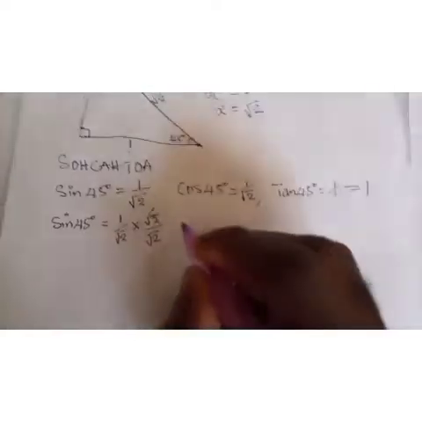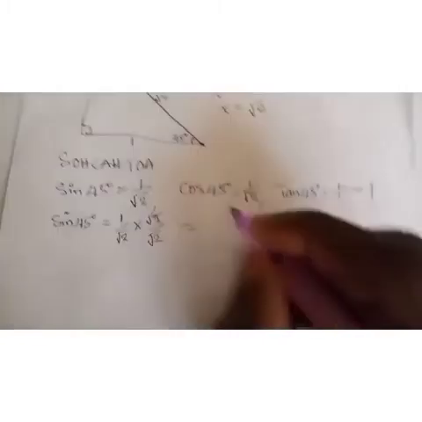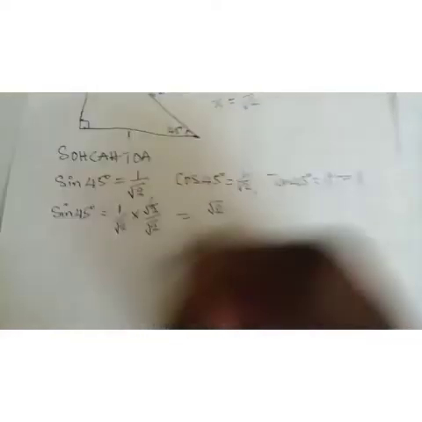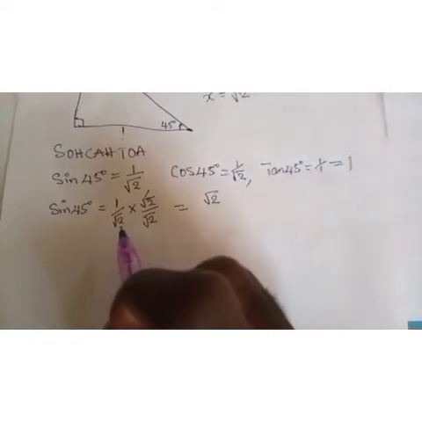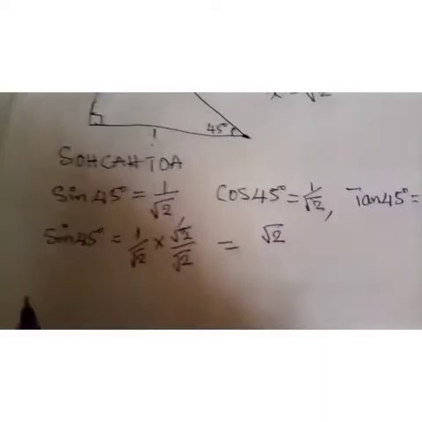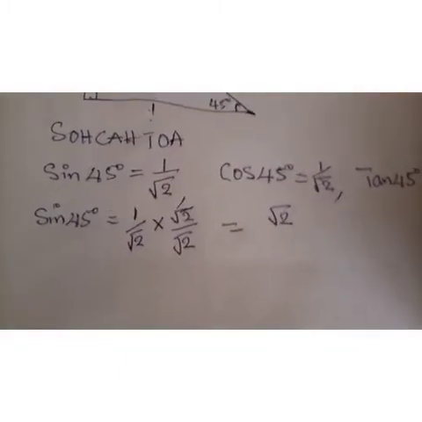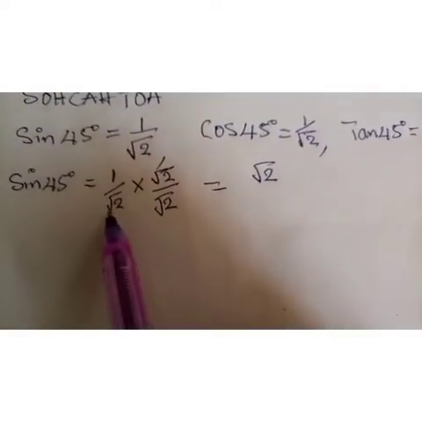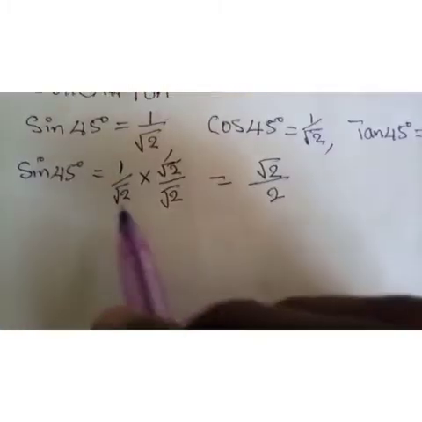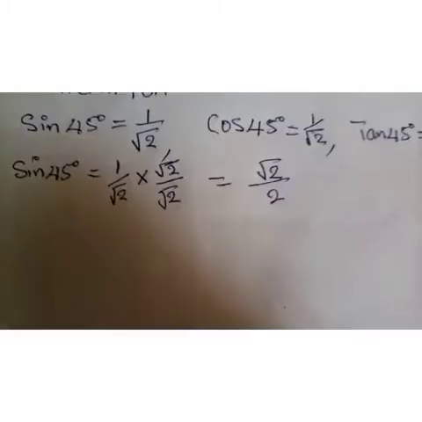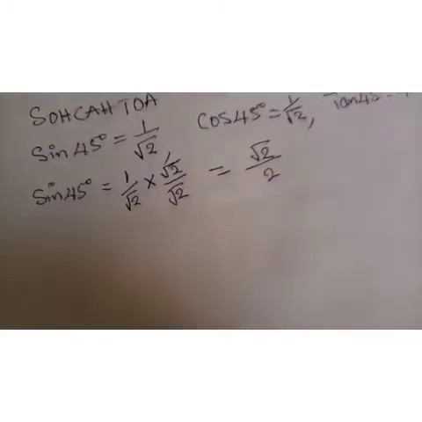So when you multiply this, 1 multiplied by root 2 gives you root 2. And root 2 times root 2, as I explained in my other lesson on square roots, when you multiply roots of the same value, the result is the same number. So root 2 times root 2 gives you 2. So sine 45 degree is equal to root 2 all over 2.